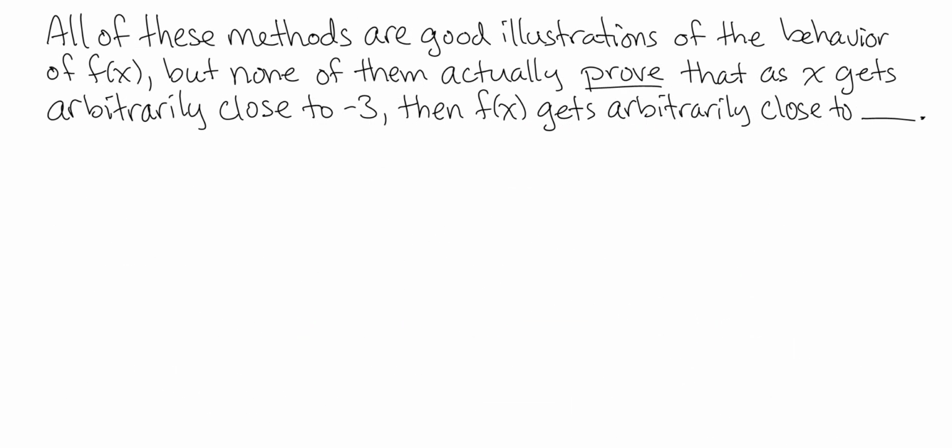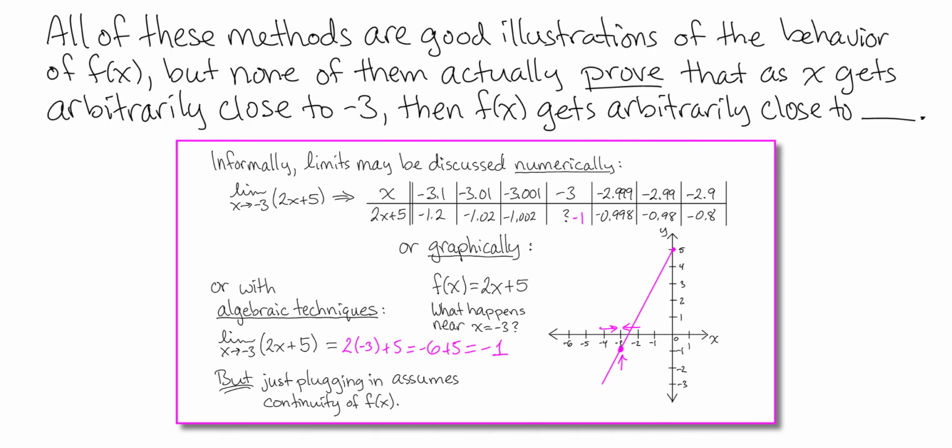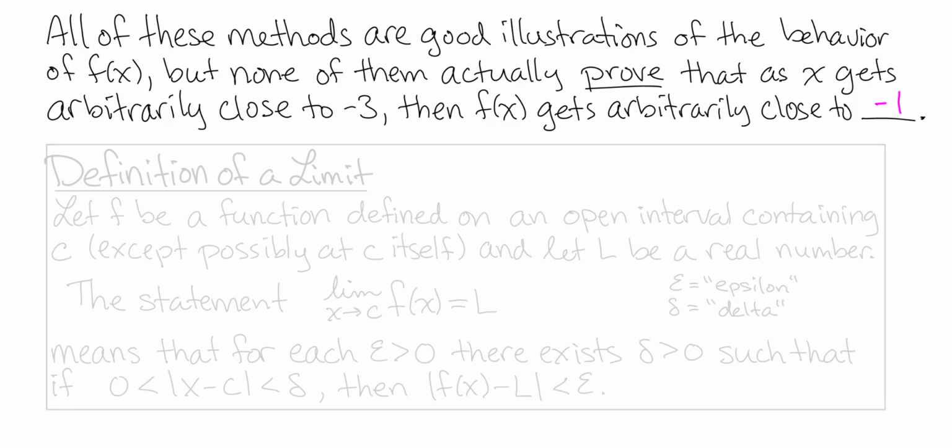These methods that we use to find and understand limits, numerically, graphically, algebraically, are good illustrations of the behavior of our function f of x. But they don't actually prove that as x gets arbitrarily close to -3, then f of x gets arbitrarily close to -1, the value that we found. How do we prove that -1 is actually the limit? What is the definition of a limit?